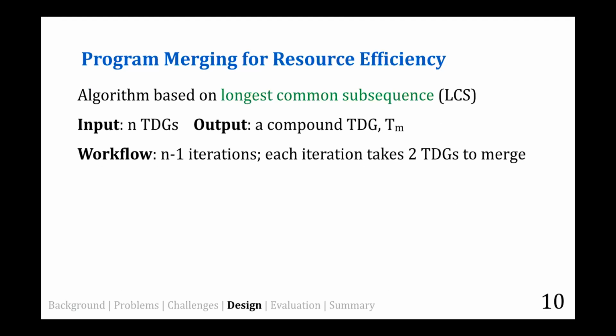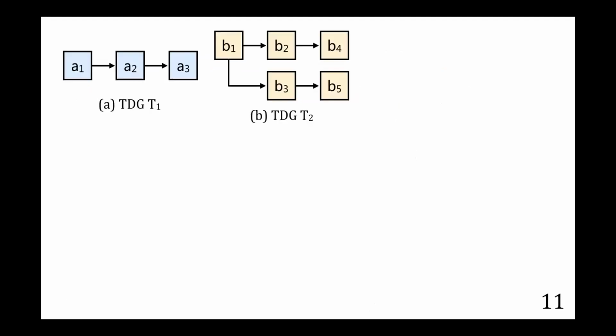Specifically, SPEED uses an algorithm based on longest common subsequence, or LCS, to merge TDGs. The algorithm takes n TDGs as input and merges these TDGs into a compound TDG, TM. Its workflow consists of n-1 iterations, each of which takes 2 TDGs to merge. We present an example to illustrate how program merging works. This example merges two input TDGs, T1 and T2.